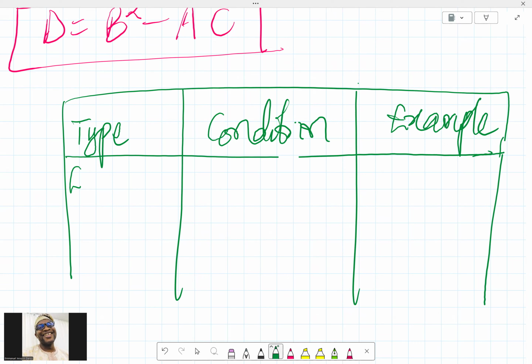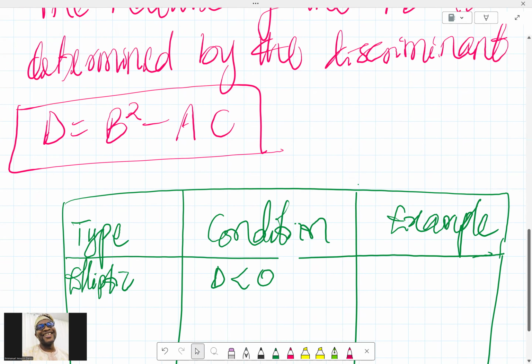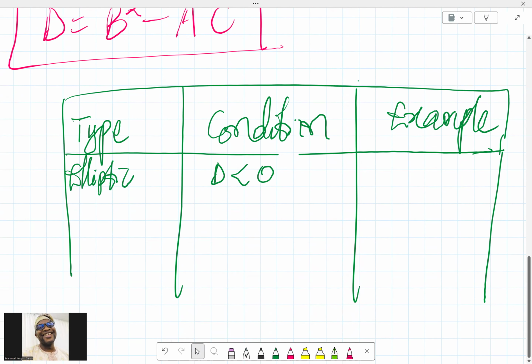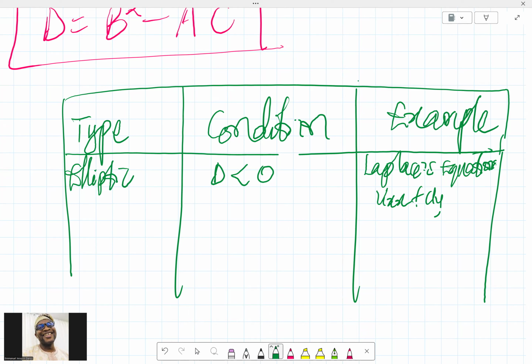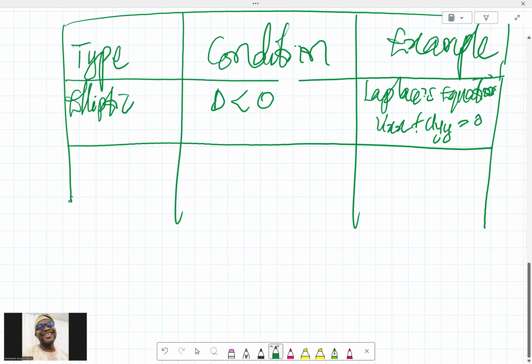First of all, we have an elliptic partial differential equation where D is less than 0. That is, B squared minus AC is less than 0. A very good example of that is the Laplace equation, which is uxx plus uyy equals 0. Okay, we have that. Then we move on to the next.